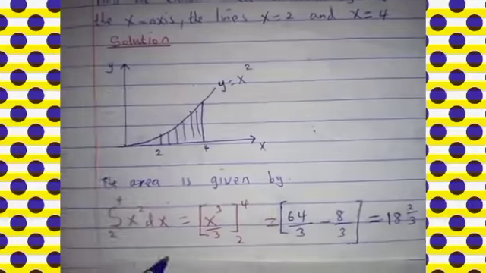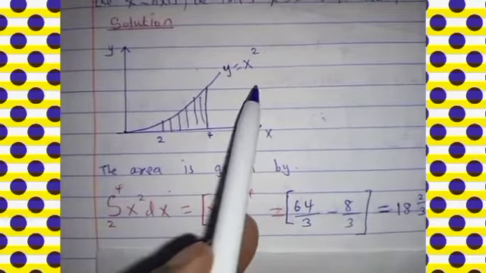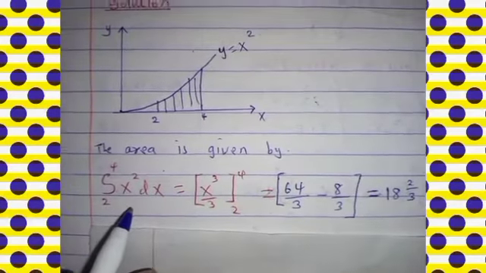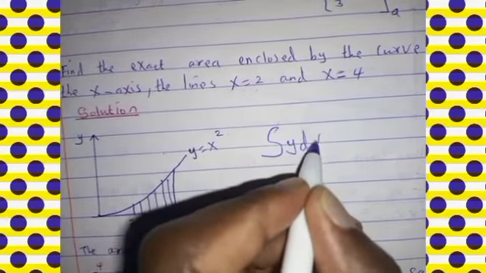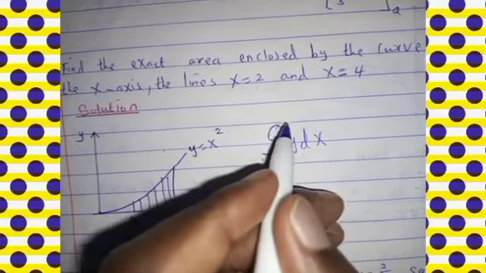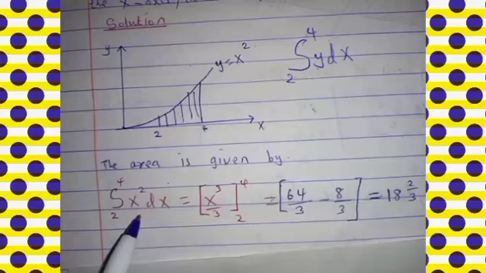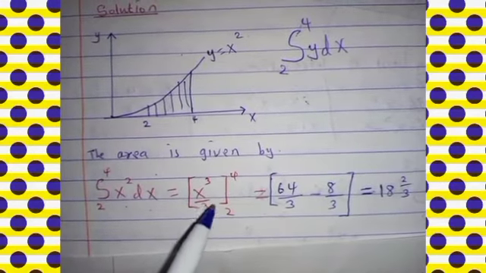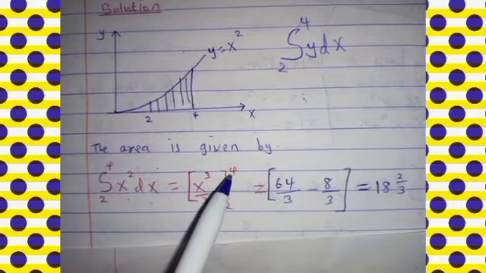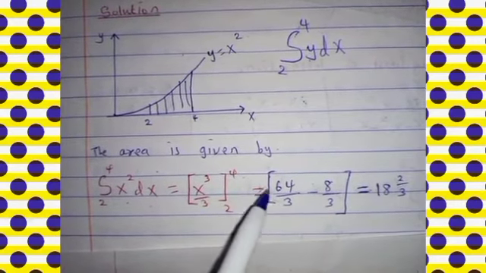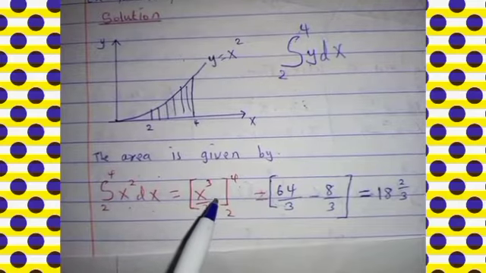So to do that, you integrate. The area is given by integrating the curve. We integrate this function y with respect to x, with lower limit 2 and upper limit 4. Our y is x squared, so x squared dx is equal to x to the power 3 divided by 3. The upper boundary is 4, the lower boundary is 2. So here you substitute. 4 cubed is 64 divided by 3 minus 2 cubed, which is 8 divided by 3.